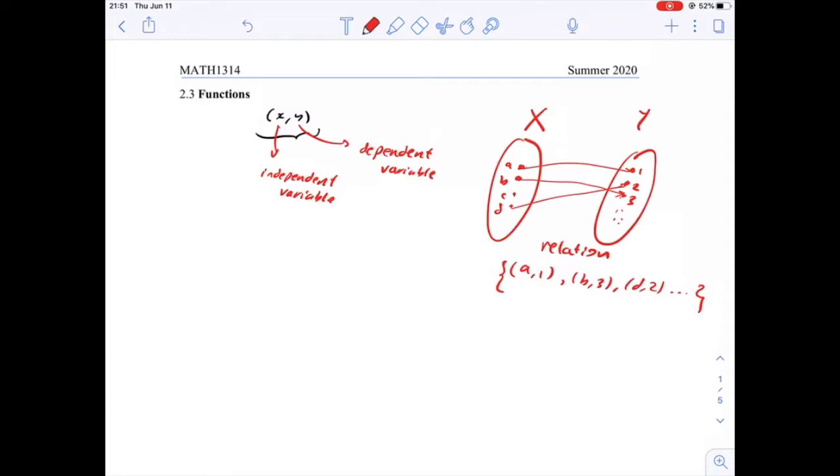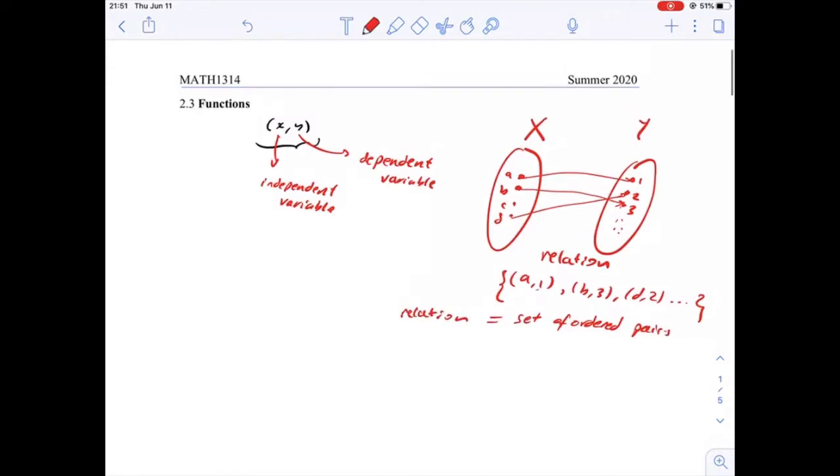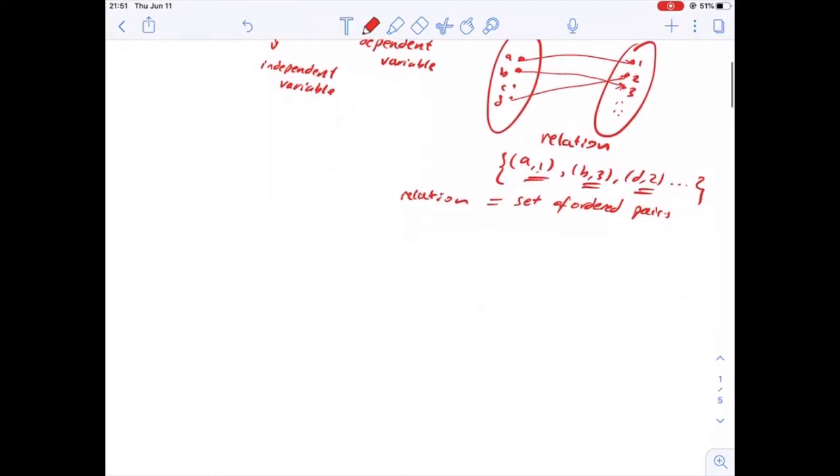Now we have a special case of relations. A relation in general is a set of ordered pairs. This is what we mean by relation. So these are ordered pairs. Order is important. And now, in order to define the function, functions are special cases of relations.